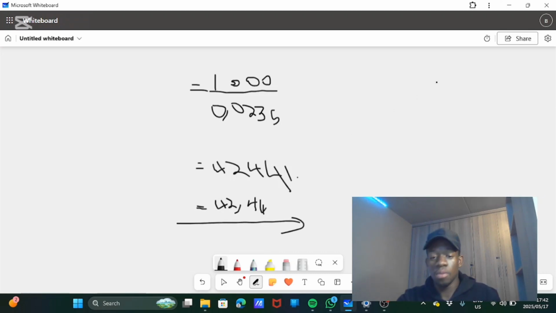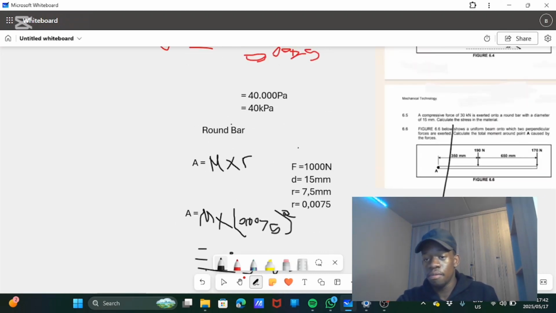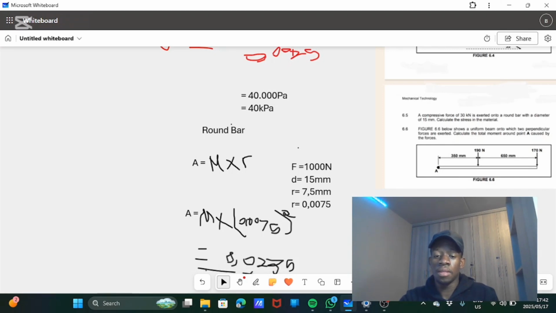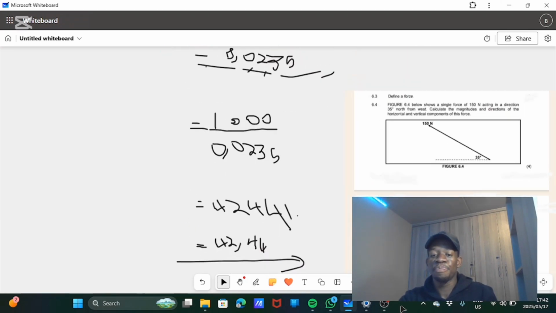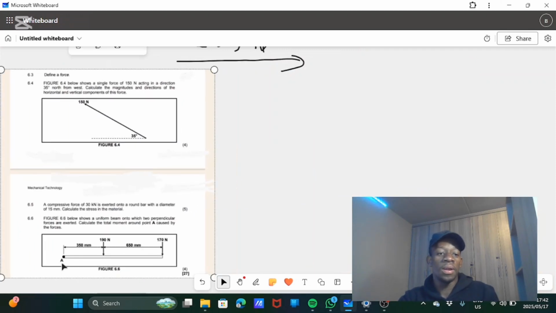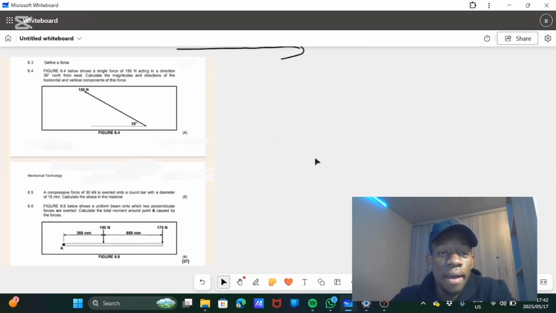Now this is our example of what we were calculating. So let's calculate the real question now. So we are here, 6.5. A compressive force of 30 kN is exerted onto a round bar with a diameter of 50 millimeters. Calculate the stress in the material.